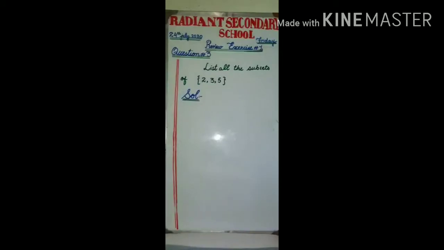Students, we have done question number 2. Now we have to do question number 3. The statement of question number 3 is, list all the subsets of the set given, 2, 3, 5. Okay, we have to list all the subsets of this set.